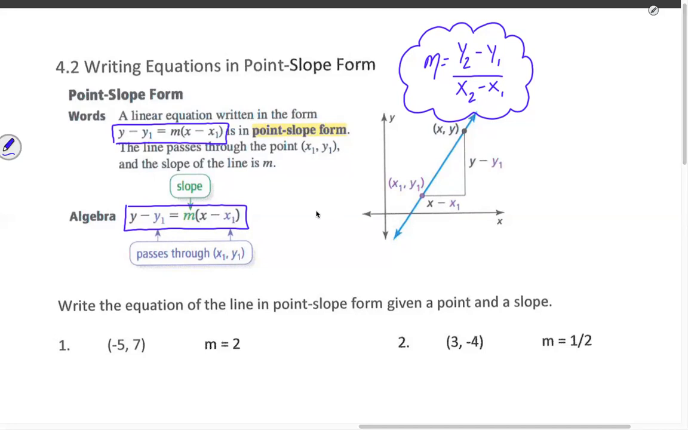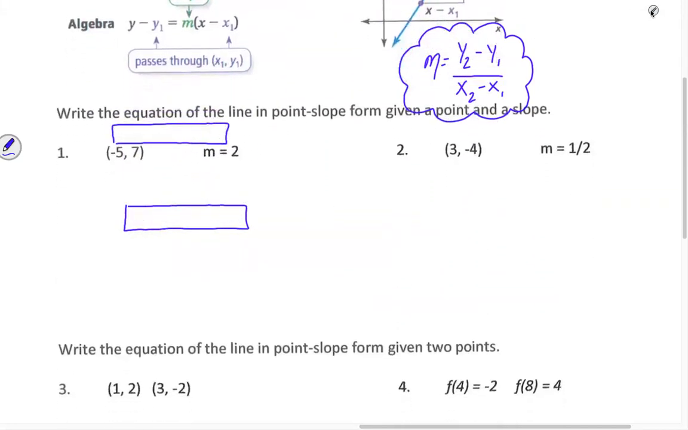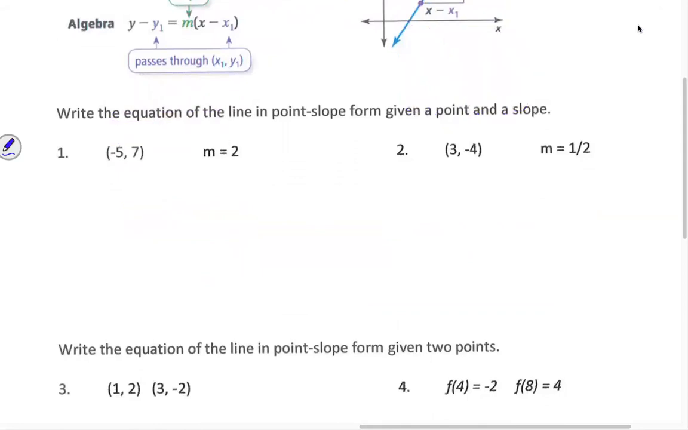So let's go down here. These are what the problems will look like. Now before, remember the steps: label, write your equation, substitute, and solve or simplify. Now with the point slope, it actually gets a little simpler because we don't really have to do step number 4. So we still need to label. Now we have 1 point, so I'm going to label this x, y.